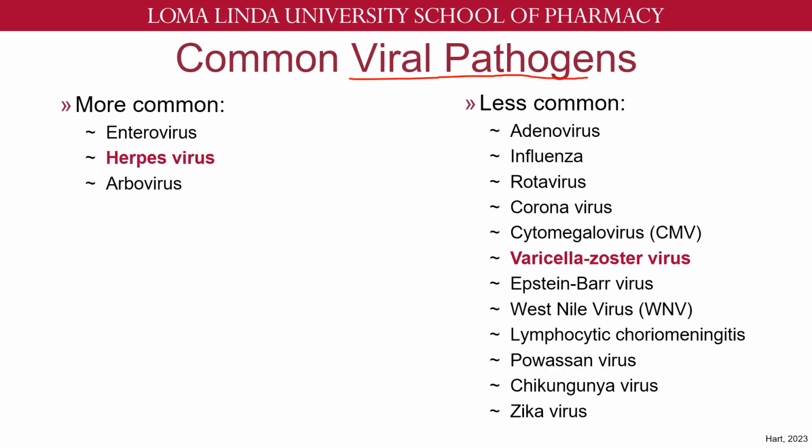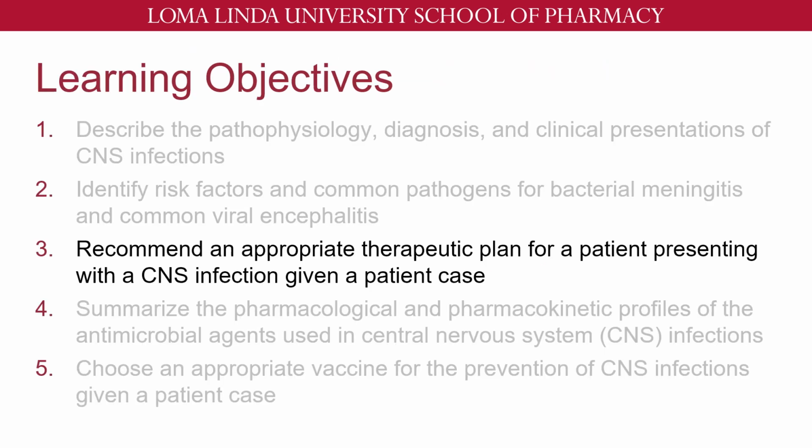And then we'll finally look at our most common viral pathogens. So our more common viral pathogens are going to be enterovirus, herpes virus, and arbovirus. Herpes is one that I will hold you more responsible for the purposes of this class. And then we have our less common ones, which includes all of the above. I won't name each of them, but the one I want you to pay attention to for the purposes of this lecture will be varicella zoster virus.